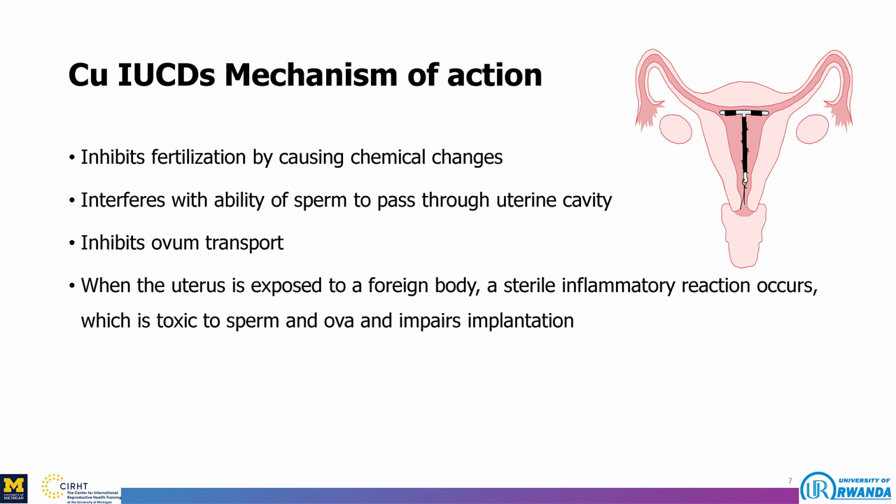So because of the release of the chemical substance, it acts on the lumen of the fallopian tubes, changing the consistency and the composition of the secretions in the fallopian tube. So that will inhibit further movement of the ova. When the uterus is exposed to a foreign body, a sterile inflammatory reaction occurs. Because of the release of those chemical substances, which is a foreign body, it will lead to an inflammatory reaction, which will inhibit further progression of the sperm to fertilize the ovum. And then, of course, that will form like a toxic substance to the sperm and the ovum, thereby impairing implantation.